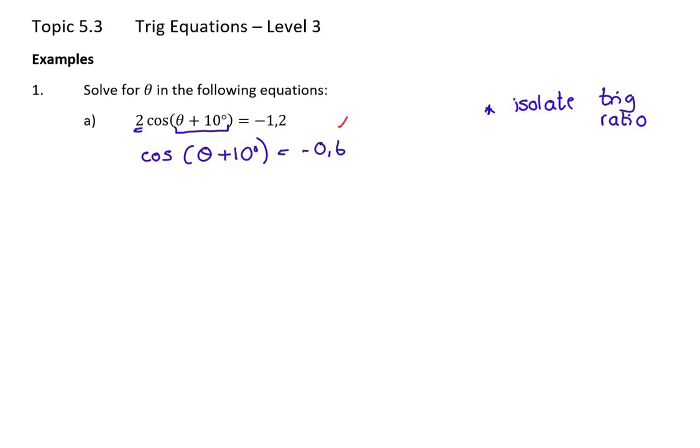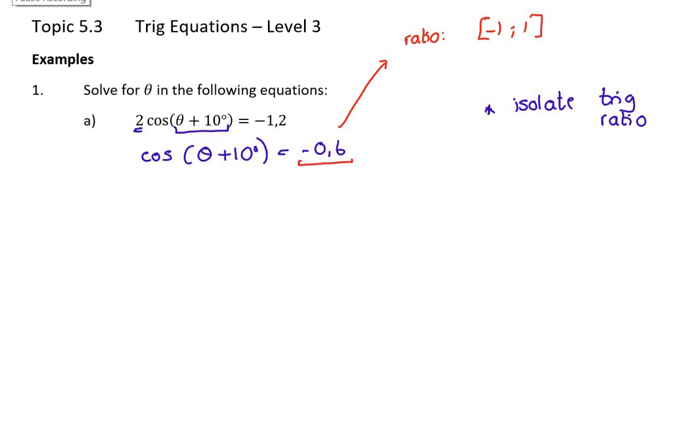Just to reiterate, I know for cos, my ratio has to be between negative 1 and 1. That's called interval notation. That's true for cos and sine. It's not true for tan, but for cos and sine it has to be between negative 1 and 1. And so negative 0,6 is perfect.